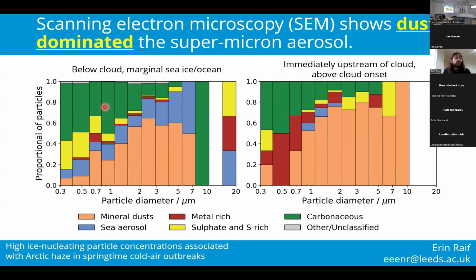So there was also some evidence of carbonaceous material in the submicron range. What was interesting was this was even the case in the filter that we took below cloud over the marginal sea ice and ocean, which suggests that actually sea spray is really not dominant. To account for how active the IMP were that we saw before, these graphs would need to be pretty much all blue. So yeah, the dust is really important.